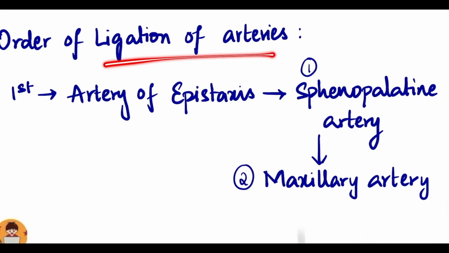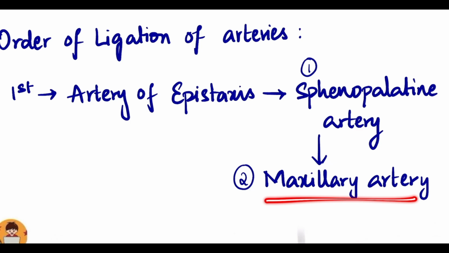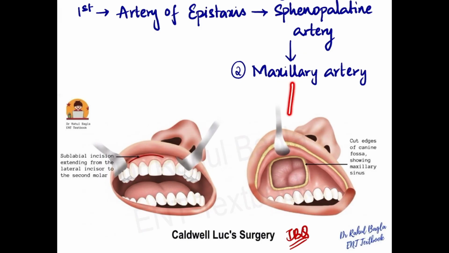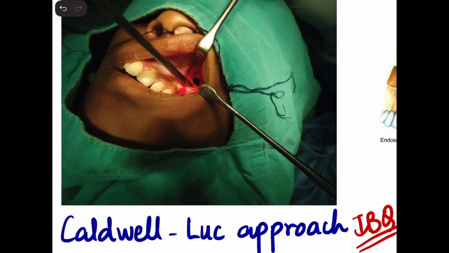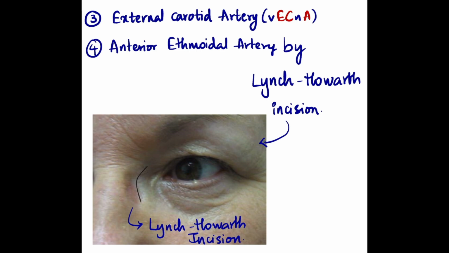If bleeding continues, ligation of arteries is done, in which sphenopalatine artery, which is the artery of the epistaxis, is ligated, followed by maxillary artery, by Caldwell-Luc approach. This is the image of the Caldwell-Luc approach where incision is given in the sublabial region, or by endoscopic transantral approach. If bleeding still continues, external carotid artery is ligated followed by anterior ethmoidal artery by Lynch-Howarth incision. This image shows the Lynch-Howarth incision.